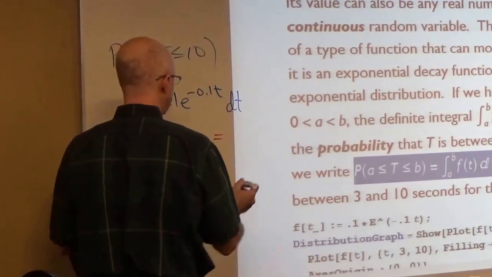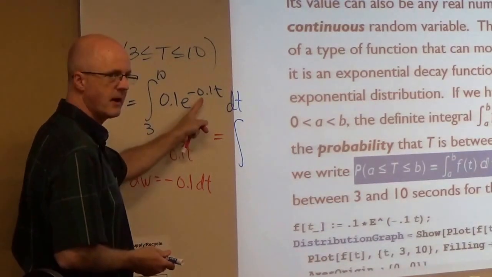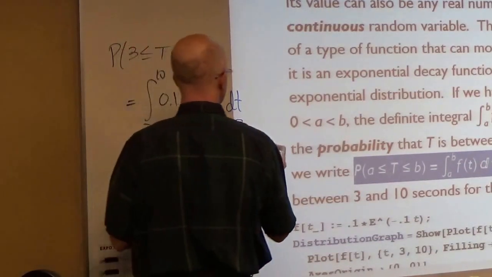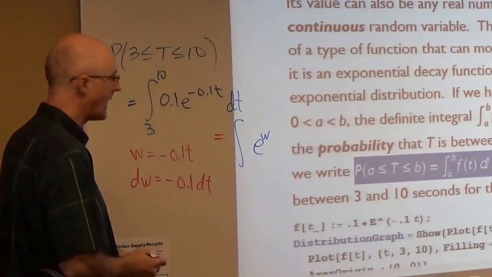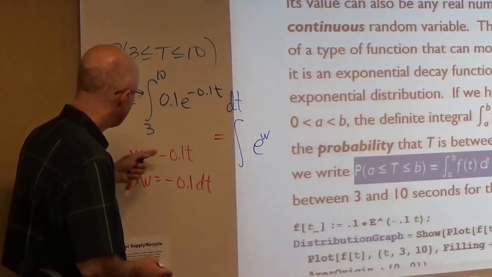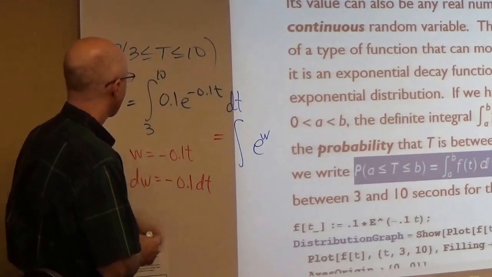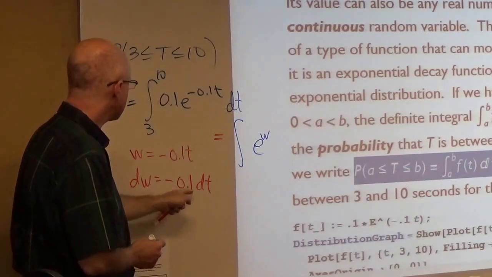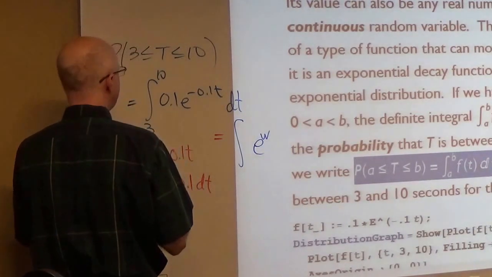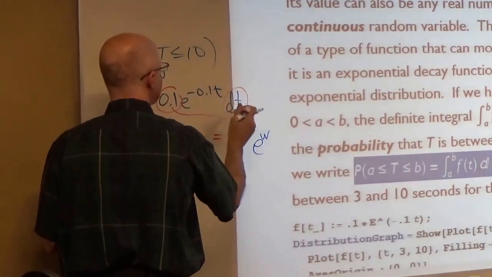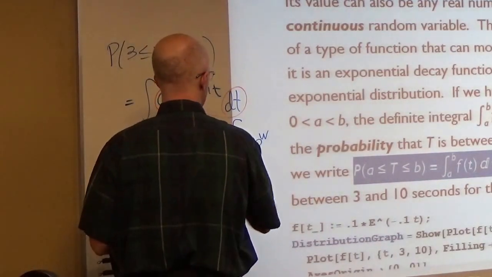So, I do that substitution. That exponent there becomes the w. I get an e to the w. W, not negative w, because w is negative 0.1t. But dw is negative 0.1 dt. So if you combine the positive 0.1 and the dt, it's actually a negative dw. But we can bring that negative sign out in front if we like.